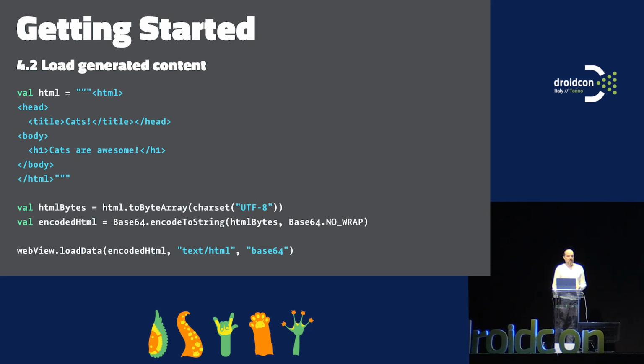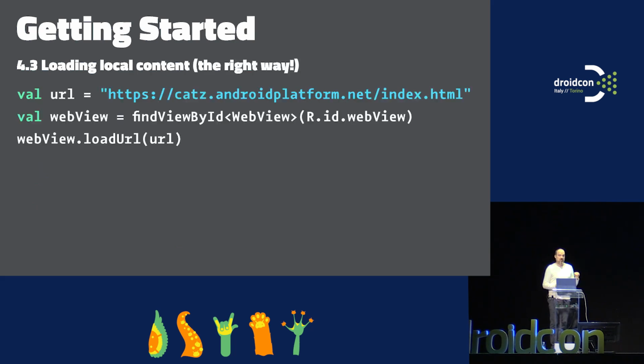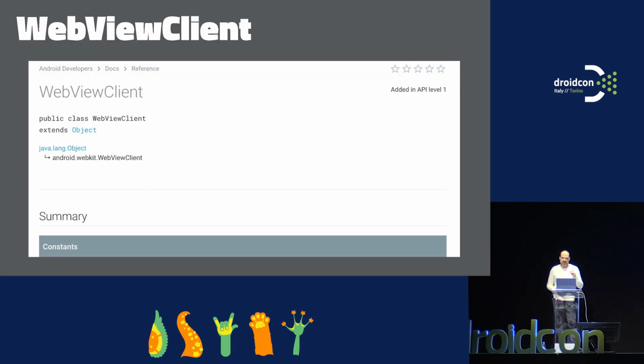Now, the actual way you should load local content is like this. Sorry, just stepping through that one. You create a URL, and the URL here is the key to the whole thing. And you get your web view, and you call load URL with that URL. So let's say your app is about displaying local web content, which relates to your cats application. So you say cats.androidplatform.net/index.html. There's no difference here. This is a remote URL, right? We'll get back to that one. So just keep it in mind.